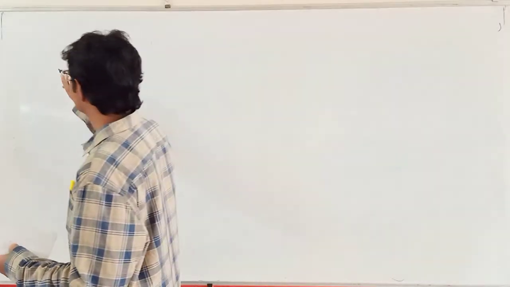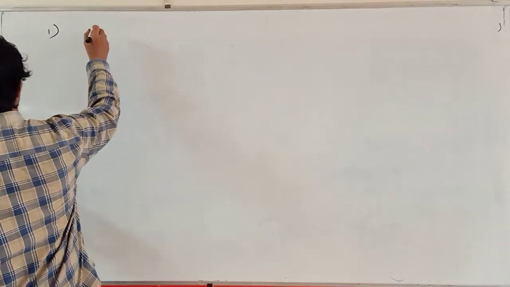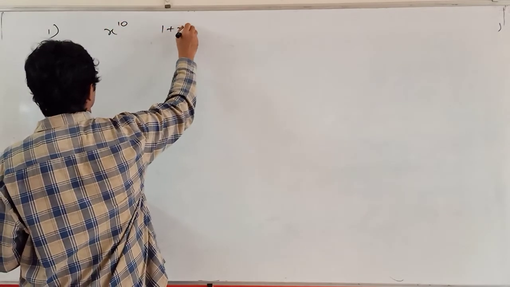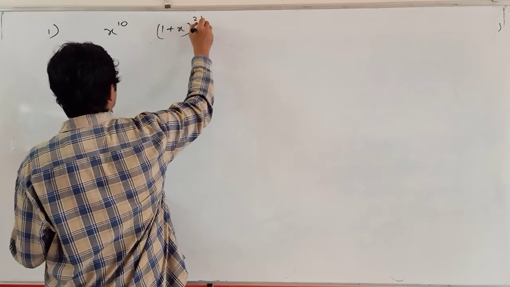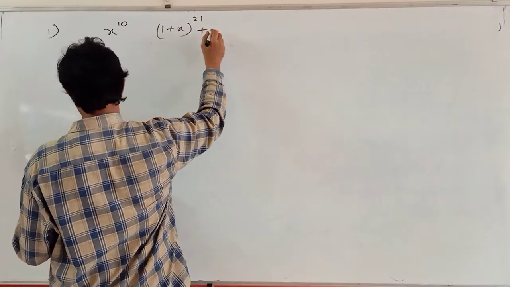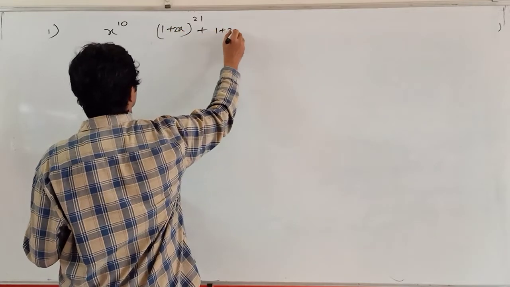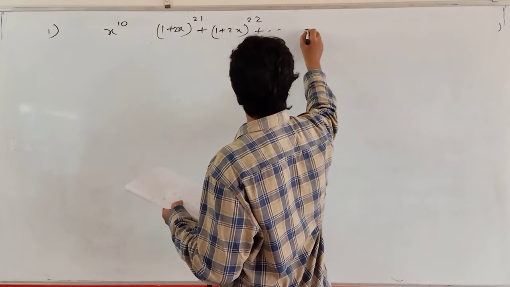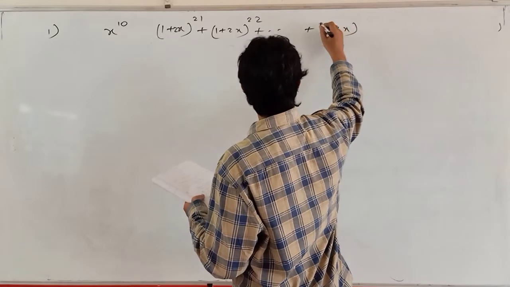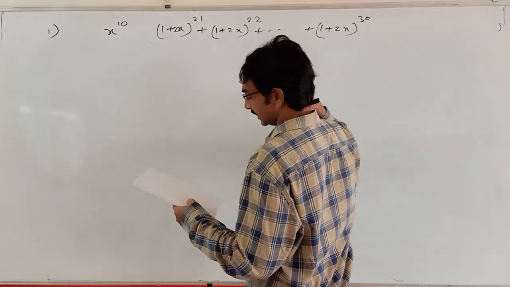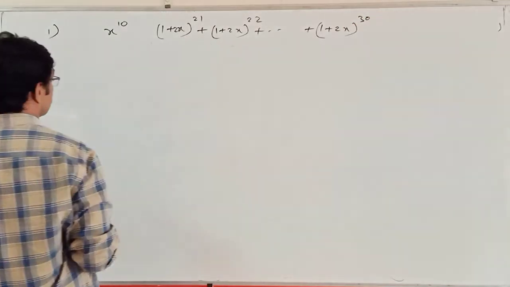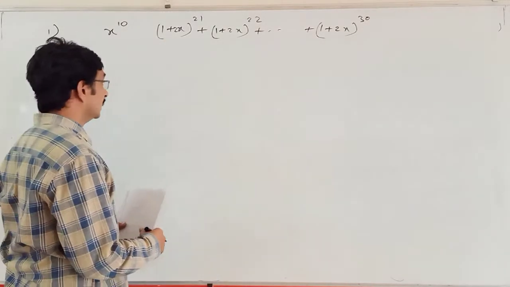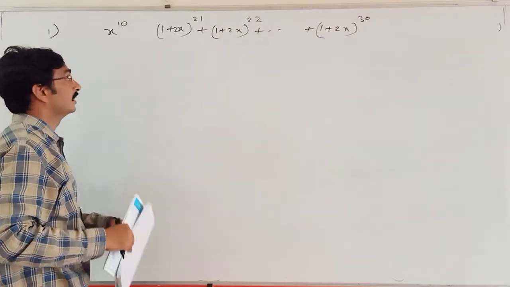See the problem. First one, the coefficient of x power 10 in the sequence (1 plus x) whole power 21 plus (1 plus 2x) whole power 22 plus and so on (1 plus 2x) whole power 30. Okay. So required is the coefficient of x power 10 in this product. Clearly they are in GP.